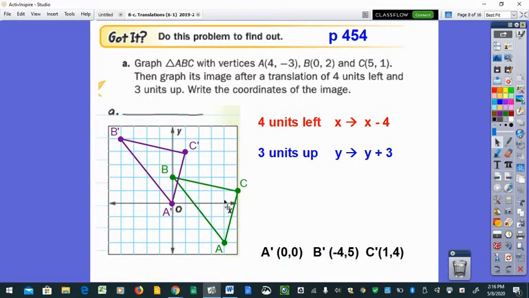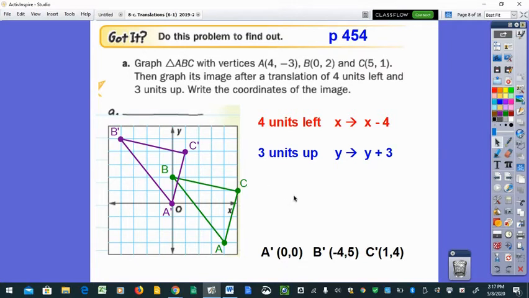So if you looked at, for instance, 4, -3, if you looked at 0, 2, if you looked at 5, 1, you would get this green triangle. And I just want you to see, remember, we came up with these points. So do you see the 0, 0? Do you see the -4, 5? And do you see the 1, 4? And look, let's just take B, and let's move B 4 to the left, 1, 2, 3, 4, and 3 up, and there's B prime.